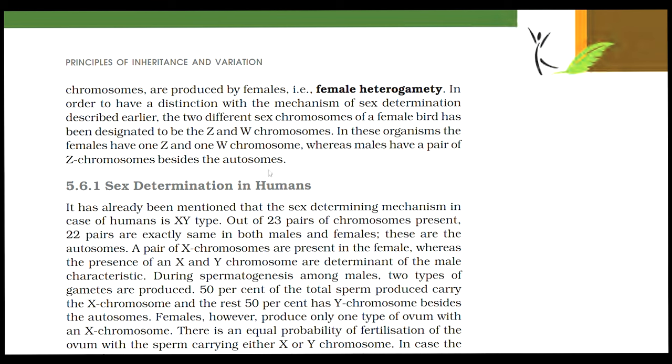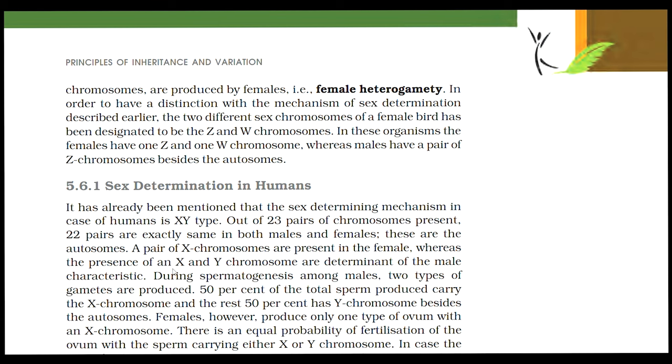5.6.1 Sex determination in humans. It has already been mentioned that the sex determining mechanism in case of humans is XY type. Out of 23 pairs of chromosomes present, 22 pairs are exactly the same in both males and females. These are the autosomes. A pair of X chromosomes are present in the female, whereas the presence of an X and Y chromosome are determinant of the male characteristics.